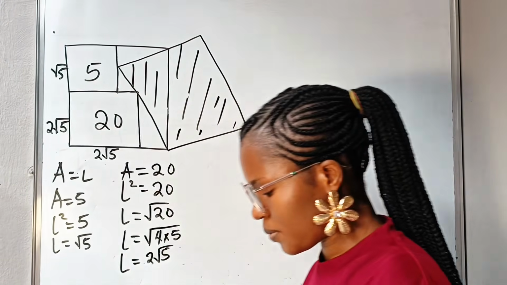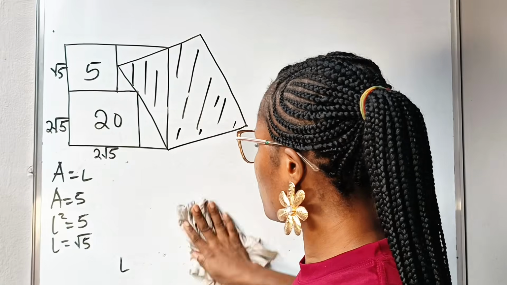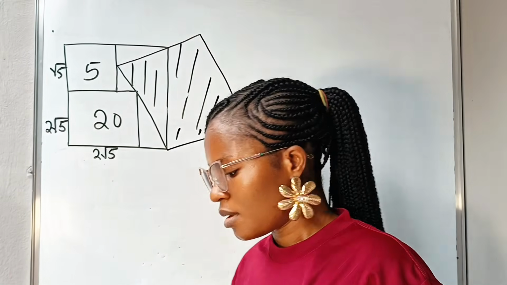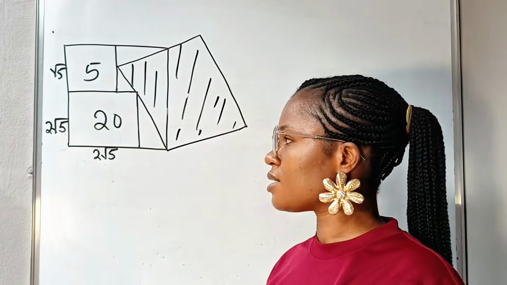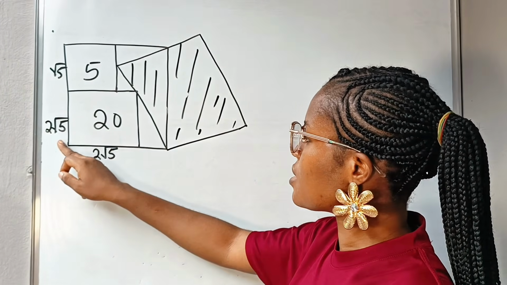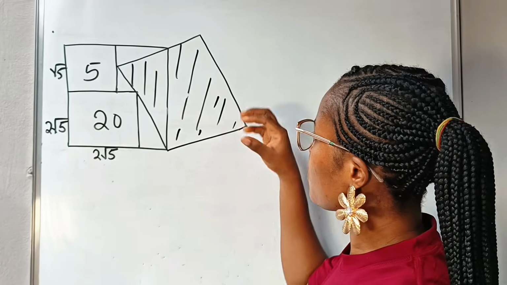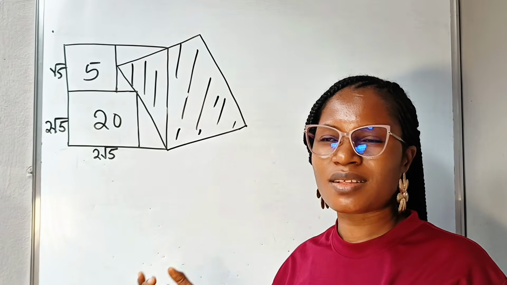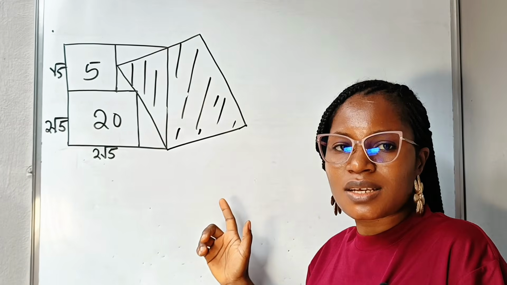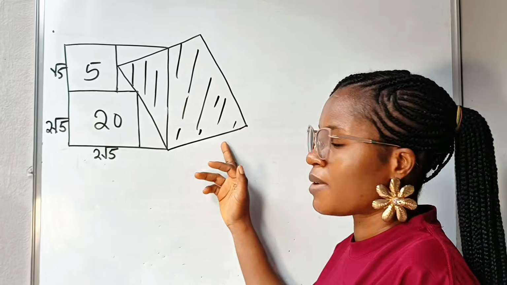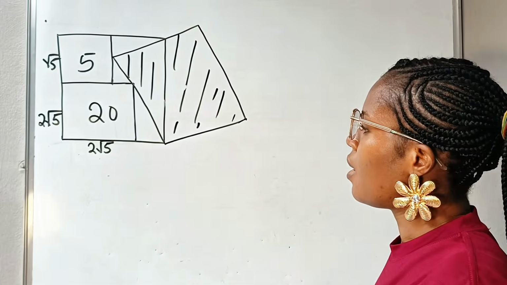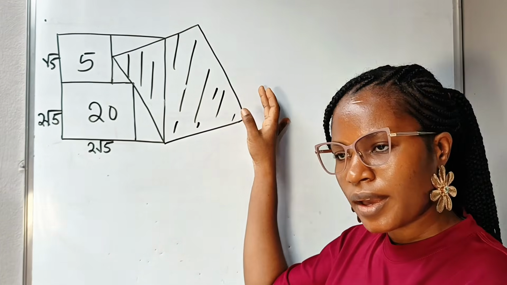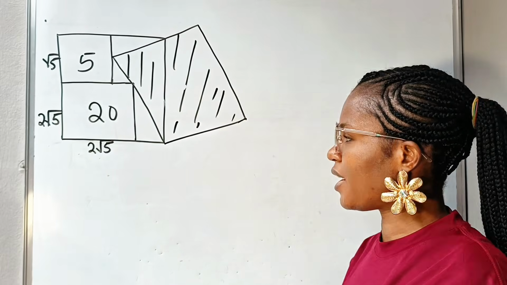Okay, now this is what we can deduce from the parameters given to us. We can easily see that this is root 5 and this is 2 root 5. Now we are asked to find the area of this one, the shaded square. To actually find the area, that means we need to find the length of this particular one. Okay, now since we need to find the length of this particular square, we need to apply so much knowledge.